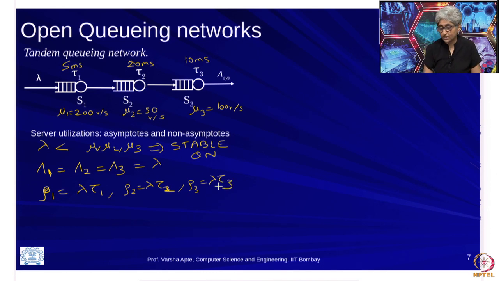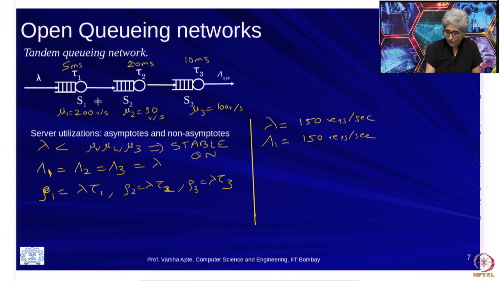Now, the cases become very interesting when this is not satisfied. What if lambda is greater than either one of mu 1, mu 2 or mu 3, okay. So, it is best to take an example here. First, let us take an example of lambda equal to 150 requests per second. Okay. So, if it is 150 requests per second, capital lambda 1 is going to be equal to 150 requests per second, right. So, if the input here is 150, the output is also going to be 150 because 150 is less than 200.